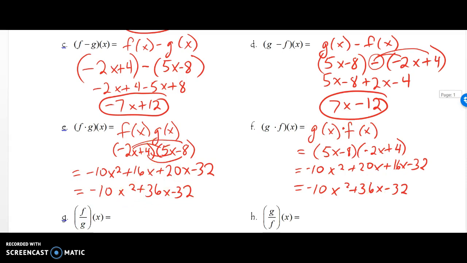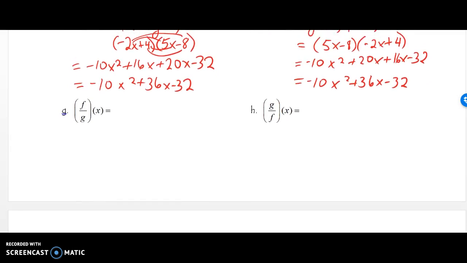Alright, division is not commutative, just like subtraction is not commutative. So these will not result in the same expression. So f of x divided by g of x will give us negative 2x plus 4 divided by 5x minus 8. Now there's not much we can do here to simplify this. If we had any common factors, we could take those out and simplify, but we don't. So that will be the answer.